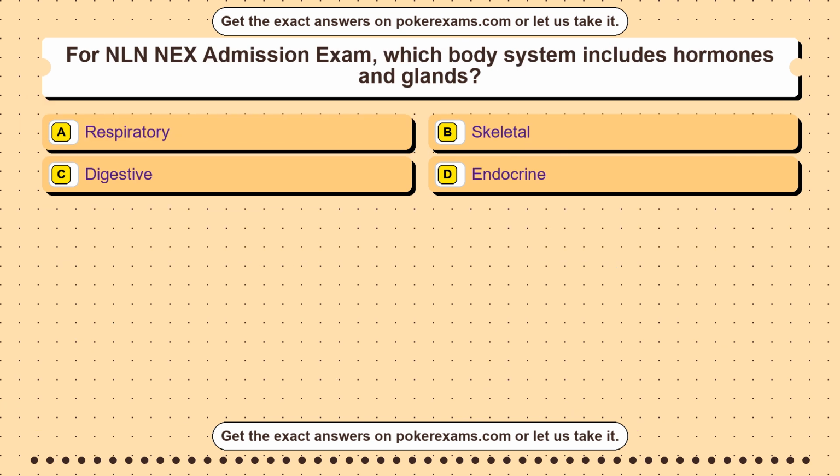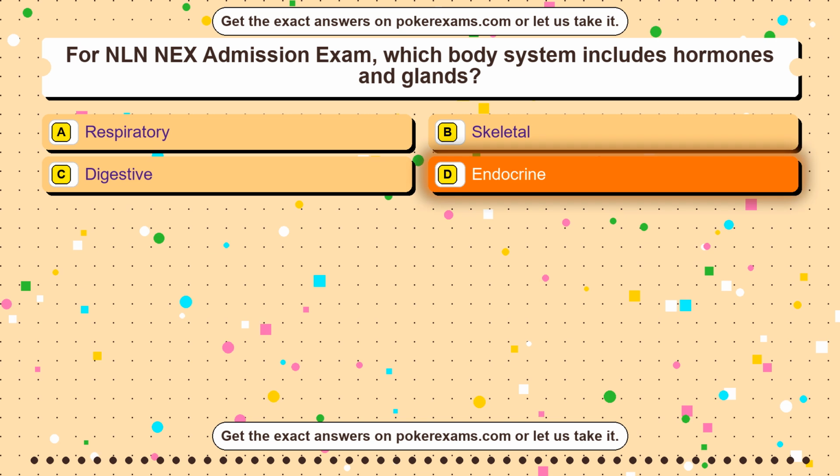Question 2. For her CA2A and P review, which passage detail supports an inference? Option A, reader mood only. Option B, page color. Option C, question number. Option D, text evidence. The correct answer is option D.